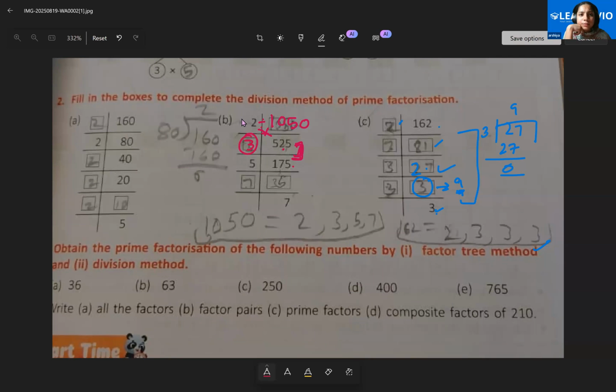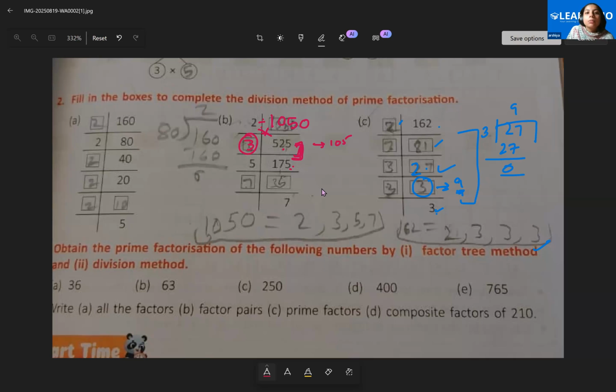Wait, I just did. First, I tried 525 divided by 5. Then I got 105. So I gave up on it. Then I divided 525 and then I got 175 as the question. Okay. So, let me tell.